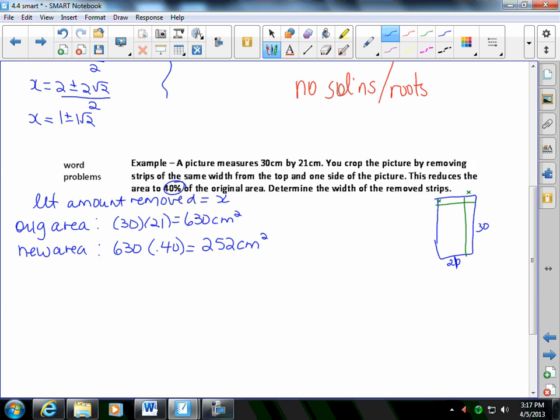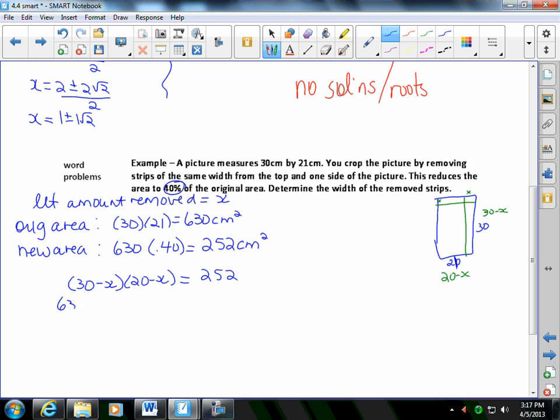So I know from this, for my new area, it was 21 for the width, but I'm taking away x, and the length was 30, but I'm chopping off that little x off of there. So those are my new dimensions. So that means, if I do my dimensions, 30 minus x times 21 minus x is going to give me my new area of 252.